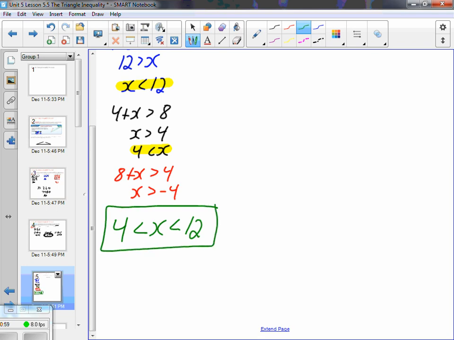Now, these are not less than or equal to signs. They're less than signs. So 4 and 12 are not actually in the range, are they? Numbers between 4 and 12 are in the range. Not 4, not 12, but all of the numbers between 4 and 12, including all the fractions and all the decimals. All right? Does that make sense?